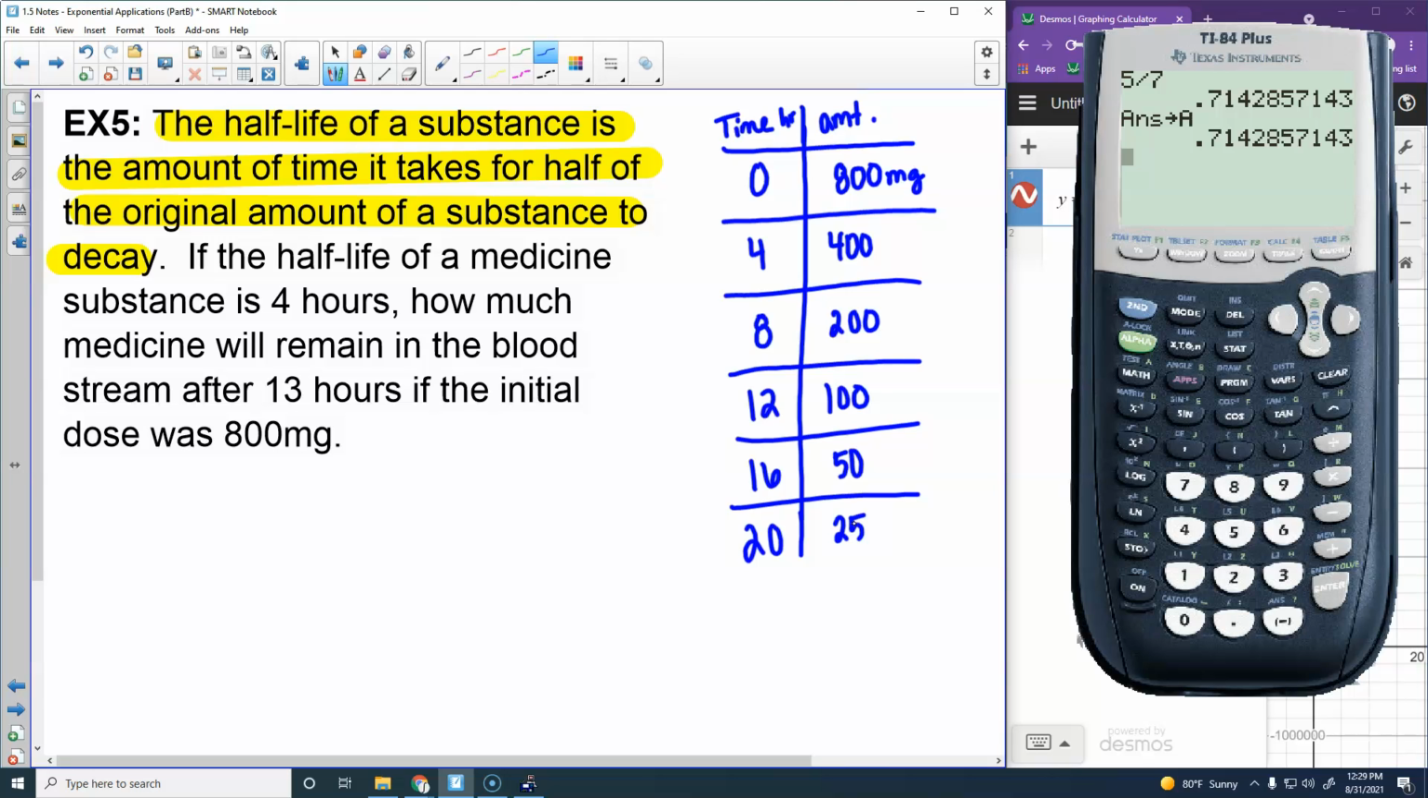So, theoretically, is it ever gone? Theoretically, it's never gone. Because at 24 hours, you're at 12.5, and then at 28 hours, you're at like 6.25. And this is just going to get smaller and smaller. It'll be tinier and tinier decimals.